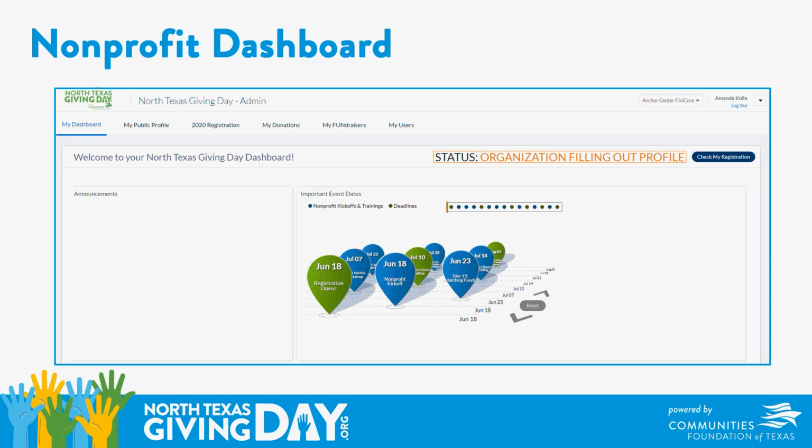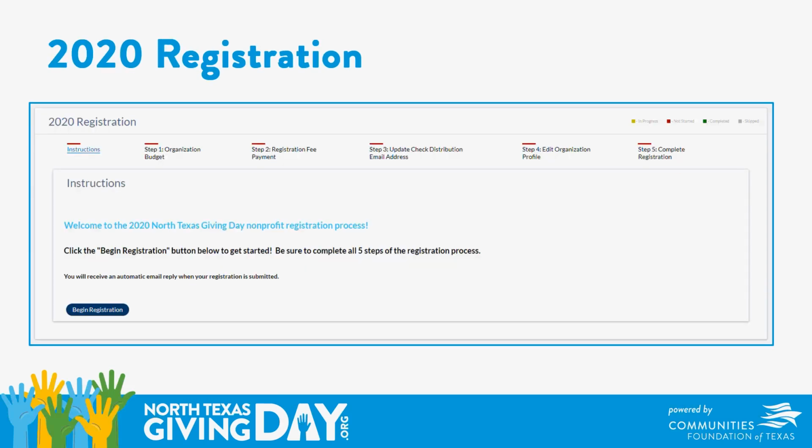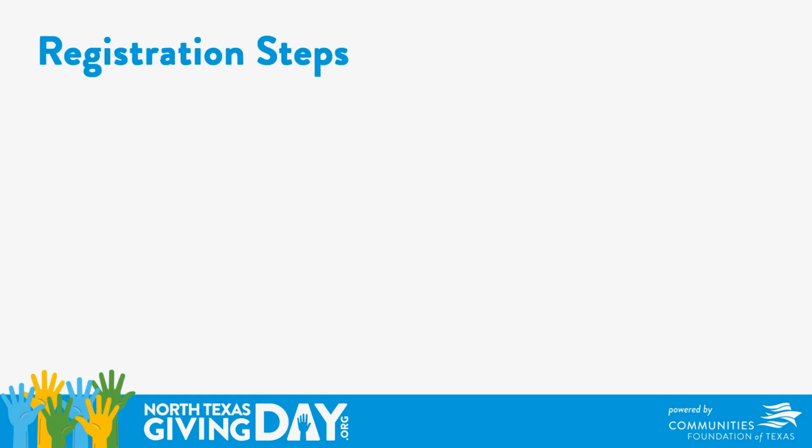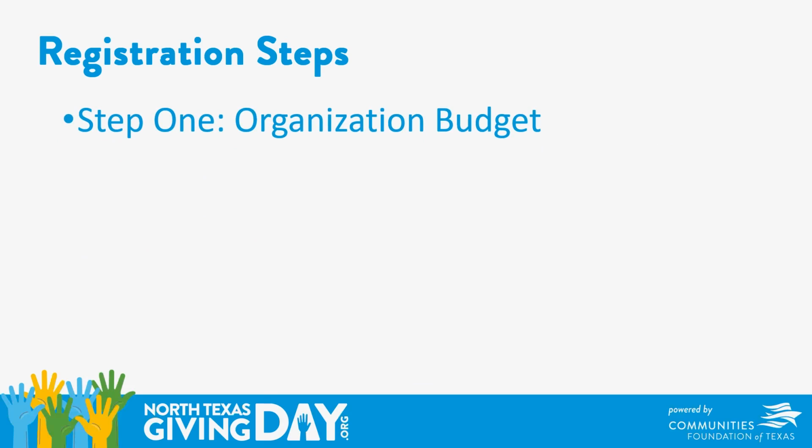From your dashboard, you can click the blue Check My Registration button or click on the 2020 registration navigation item. Once you have selected either the 2020 registration tab or the Check My Registration button, you will be directed to the registration module. There are 5 steps that must be completed to ensure that your organization is registered for North Texas Giving Day 2020.